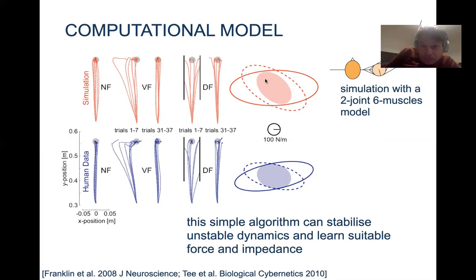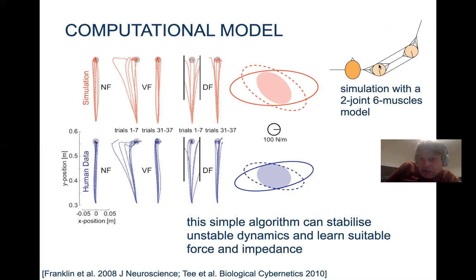And the stiffness evolution is also predicted correctly. So this is in the data. This increase of stiffness along the direction of instability, and you have the same in the simulation. This is done with a very simple model.